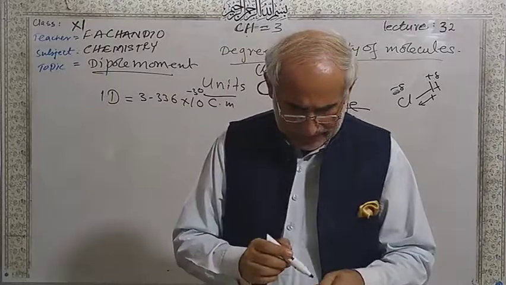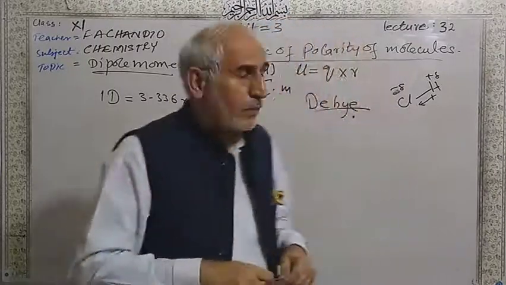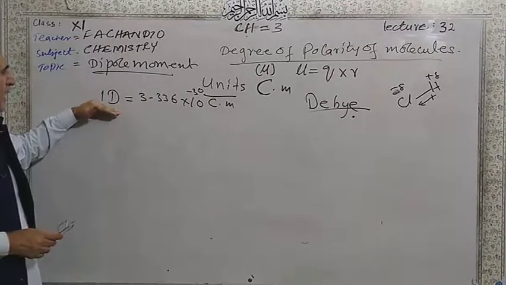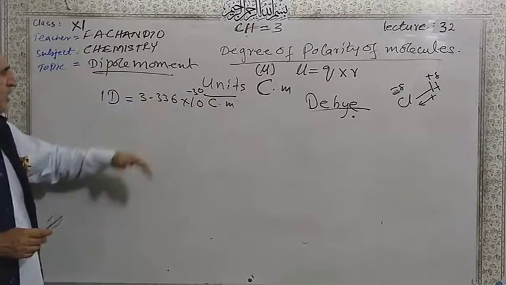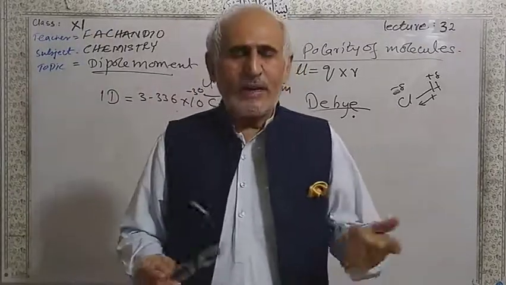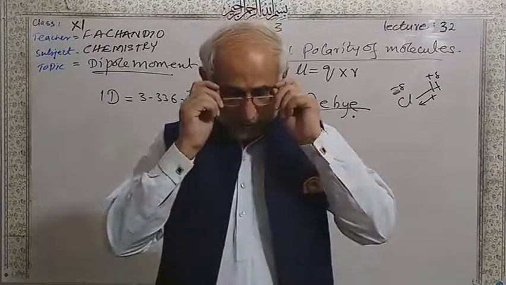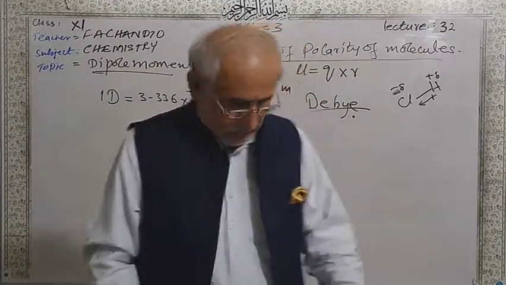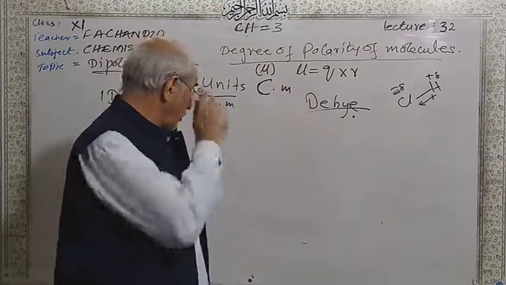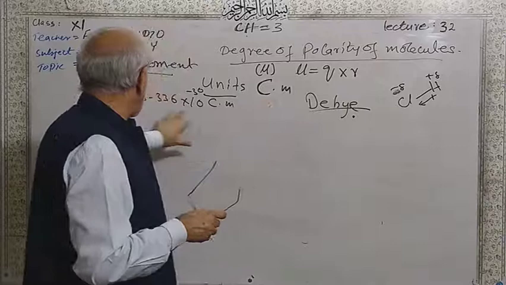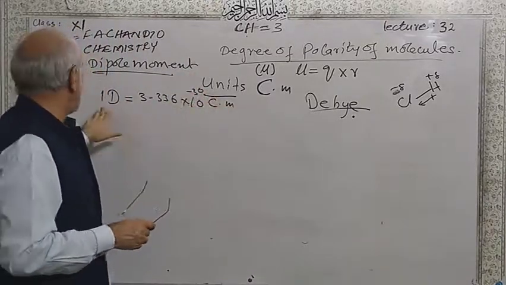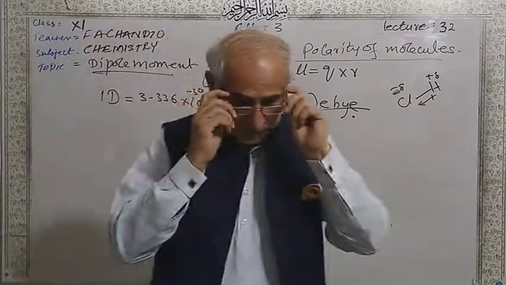He gave this constant value, 1 D equals 3.336 into 10 raised to the power minus 30 coulomb meter. So we will calculate the degree of polarity. Definition I told you, formula I told you, unit I told you, coulomb meter. According to the scientist, he used an instrument to calculate polarity, so he gave the constant value.